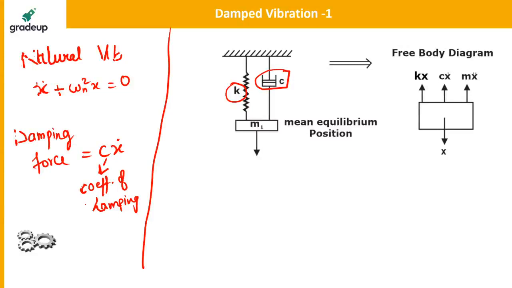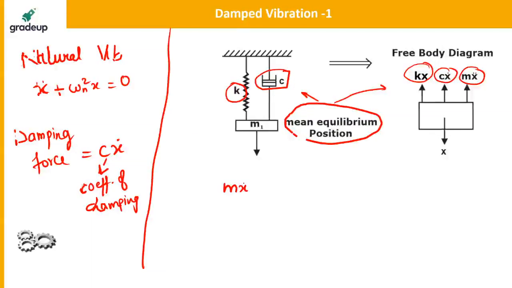Fine. Let us suppose this is the equilibrium position. I have written it so that I won't be writing that much. At the equilibrium position, we have a free body diagram with kx, the spring force, the damping force, and the inertia force. So if I write the equation, it will be m x double dot plus c x dot plus kx is equal to 0.